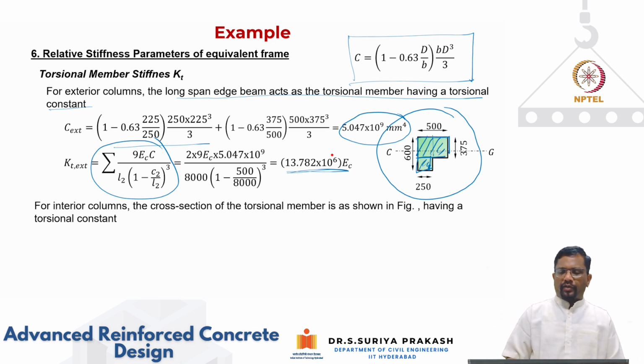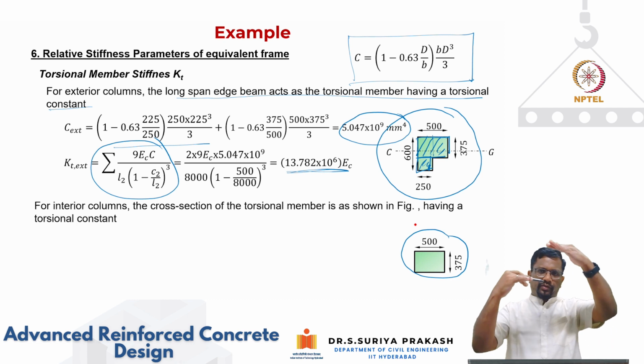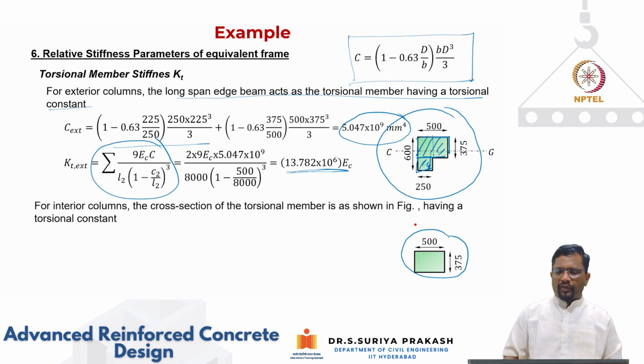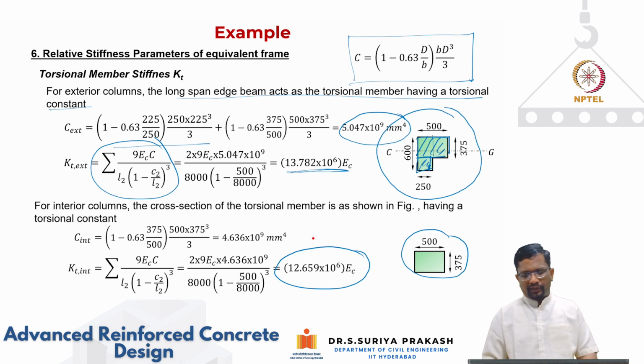We are going to take the cross section of the torsional member as shown in this figure, 500 by 370. That is the width of the column and the depth of the drop panel. So that is what we are going to take as a torsional member. Then again, we calculate the stiffness parameters for the interior column. Kt is working out to be 12.65 into 10 to the power 6 Ec.